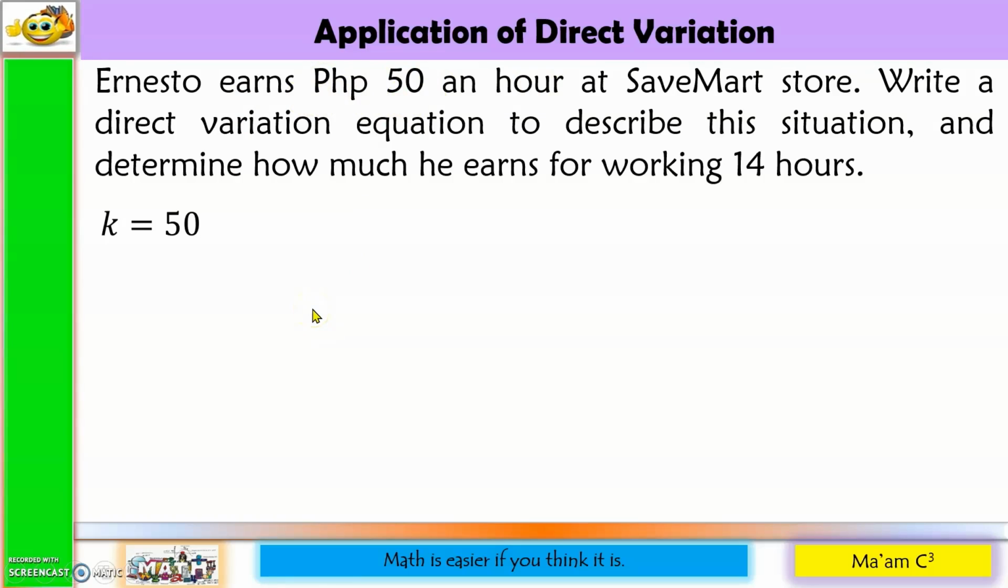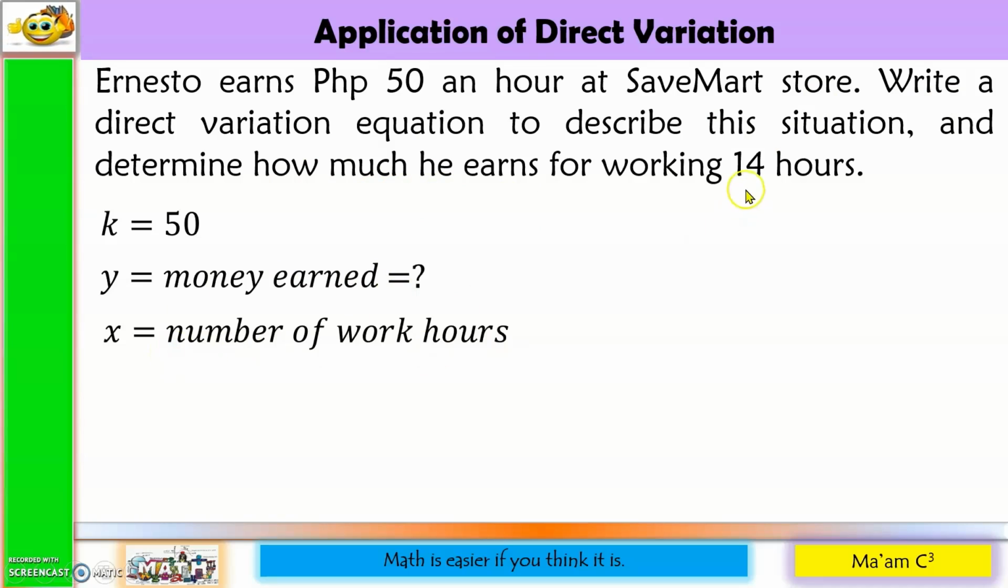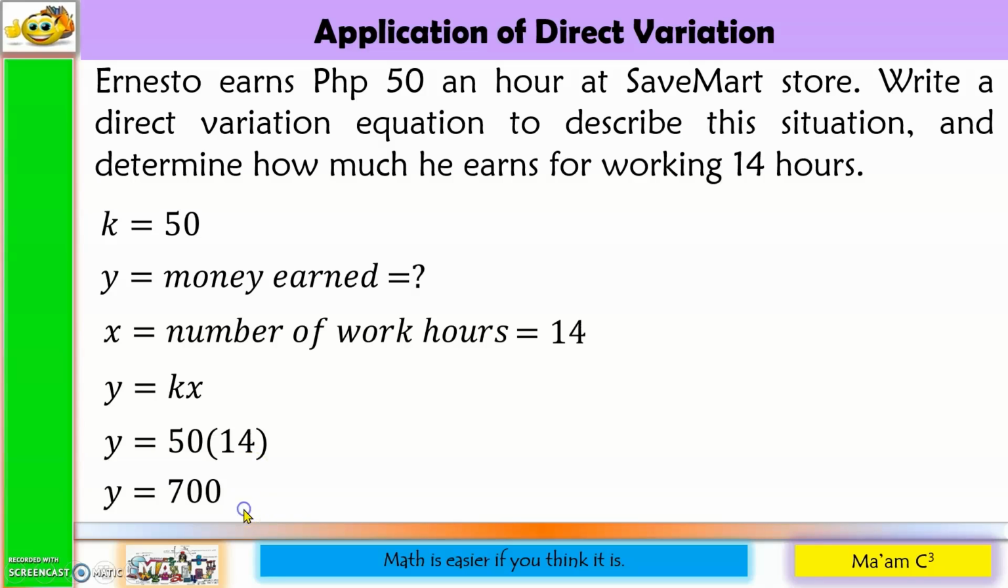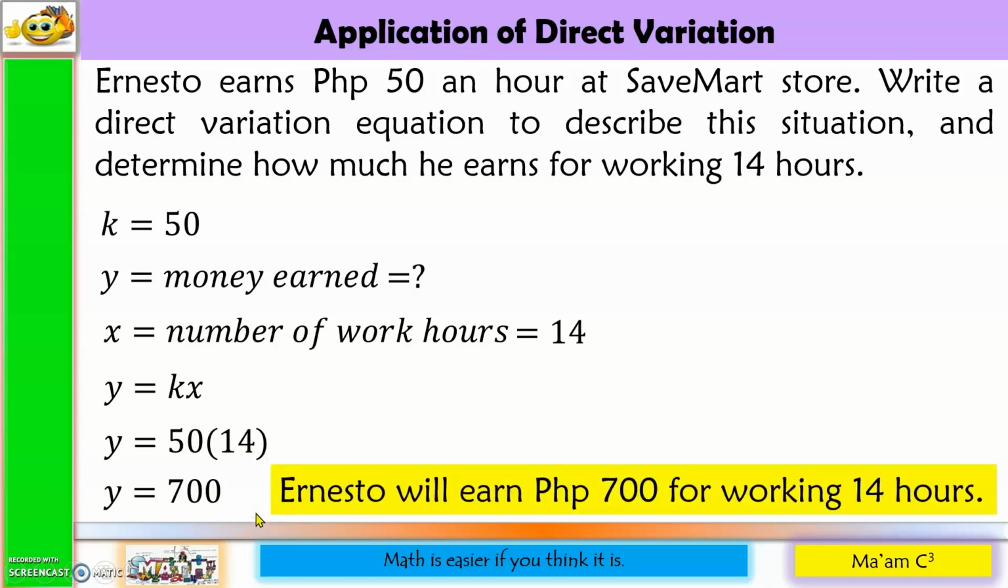Next, let y be equal to the money earned, and we are asked to determine how much he earned. So this is what we are asked to solve. Next, let x be the number of work hours, and here it is stated that this is equal to 14. Remember the formula? y is equal to kx. So let us substitute. y is equal to 50 times 14, and this is equal to 700. Therefore, Ernesto will earn 700 pesos for working 14 hours.